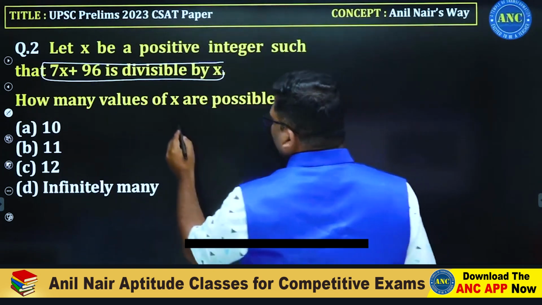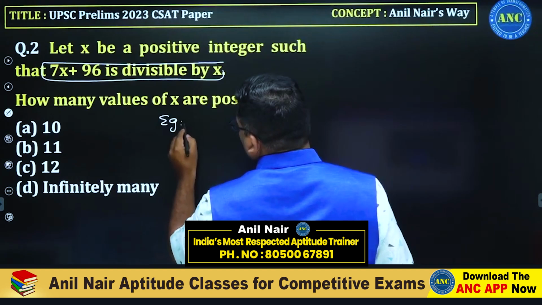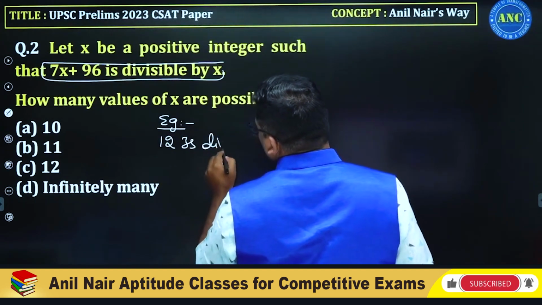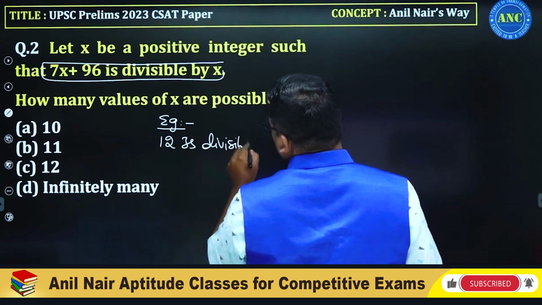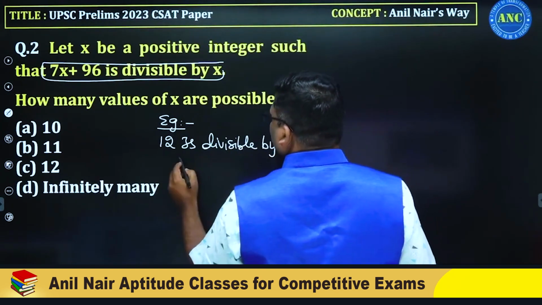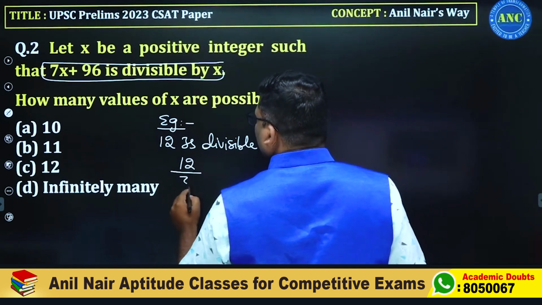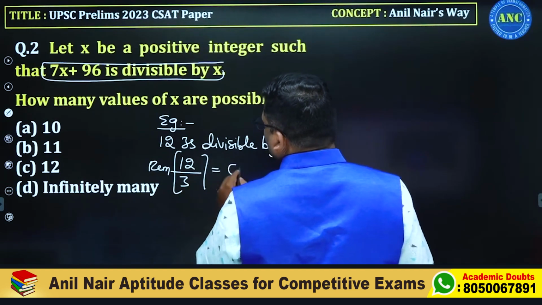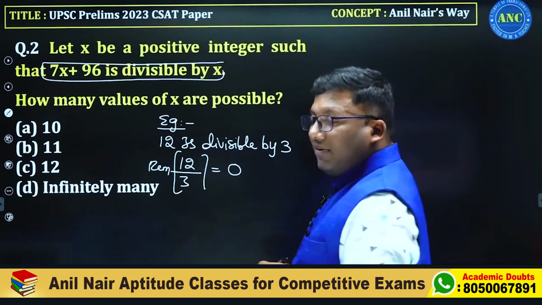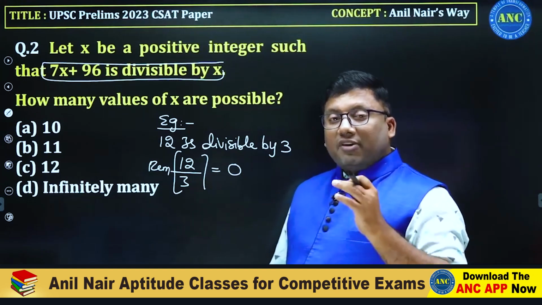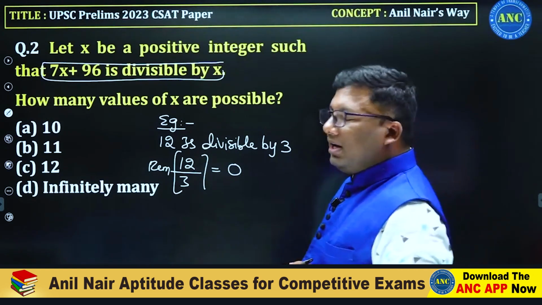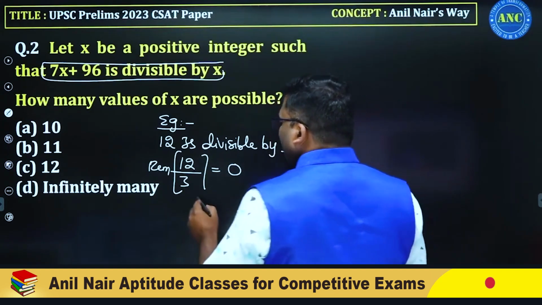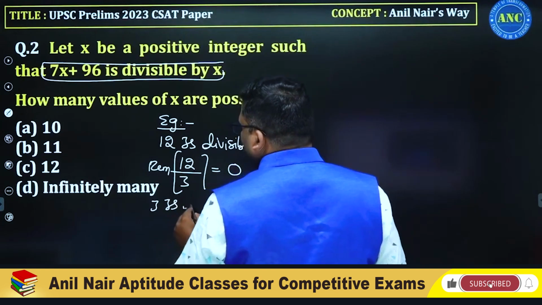Now, one example I will do. Forget about the question. 12 is divisible by 3. When 12 is divided by 3, the remainder should be 0. When the denominator divides the numerator, divides means perfectly divisible, and perfectly divisible means the remainder should be 0. If the remainder is 0, that means 3 is a factor of 12.